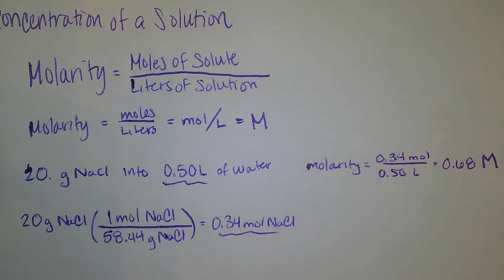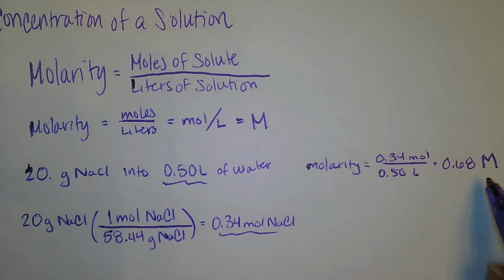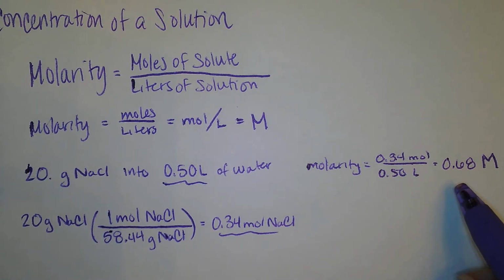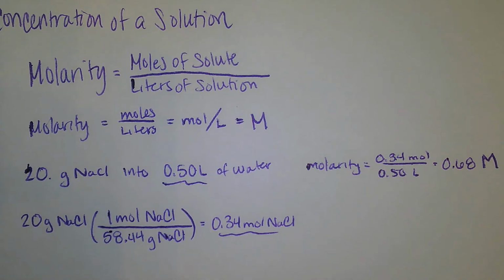Oops, went off the page. All right, so this solution would be 0.68 molar. So we say the molarity, we say 0.68 molar, and molar is representing molarity, capital M, and that represents moles per liter. If you ever see a solution in a chemistry lab, it will always be marked with some kind of molarity, because it's telling you the concentration of that.